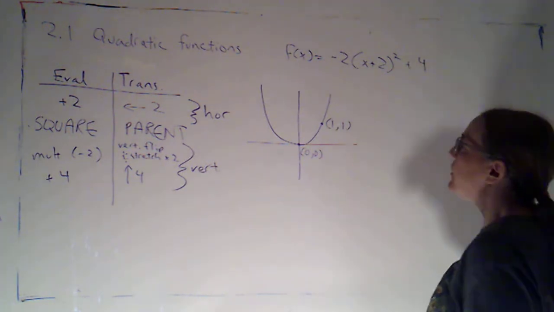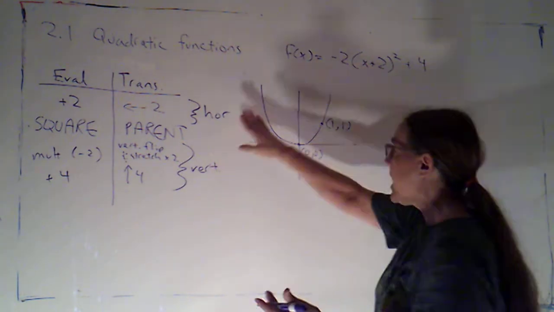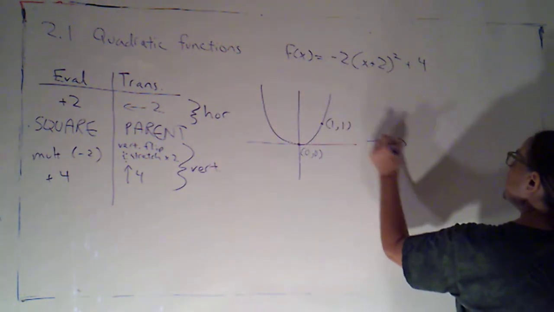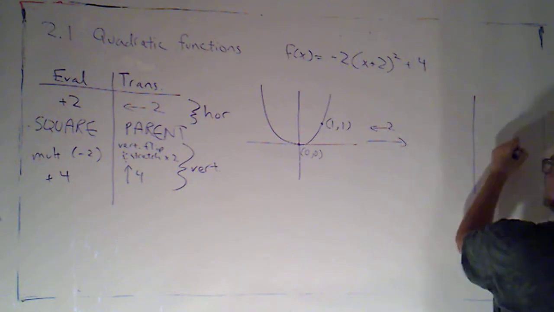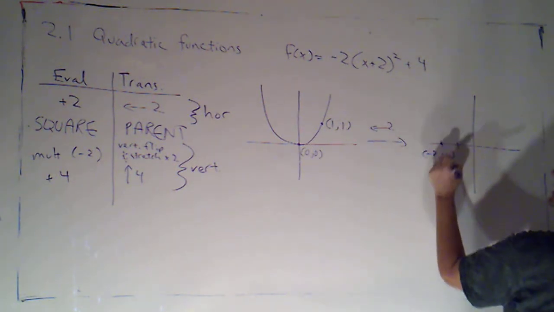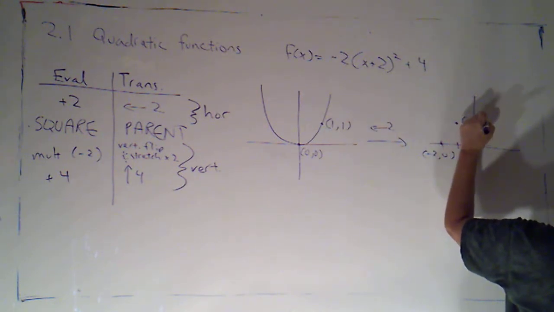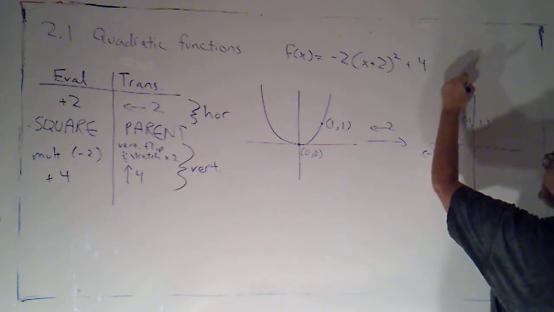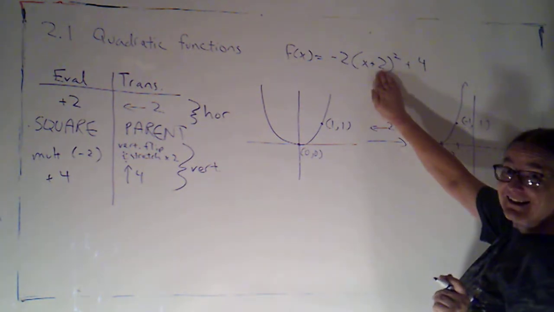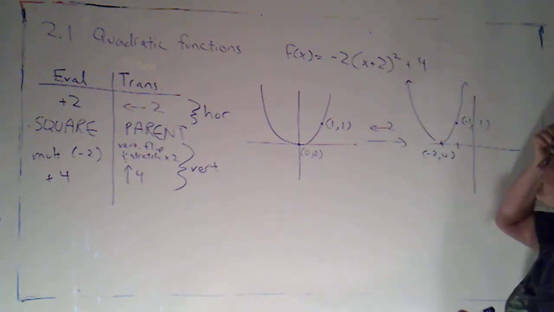Okay, so it does not matter whether I do my horizontal or my vertical transformations first. I'm going to just do the horizontal one first. So if I were to shift things to the left 2, my vertex moves to (-2, 0), and this point (1, 1) moves to (-1, 1). So all I'm doing is the opposite of adding 2. I'm subtracting 2 from my x values.